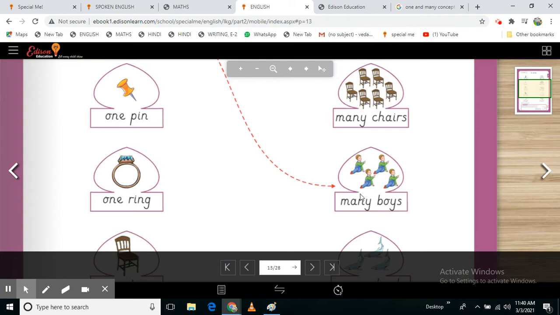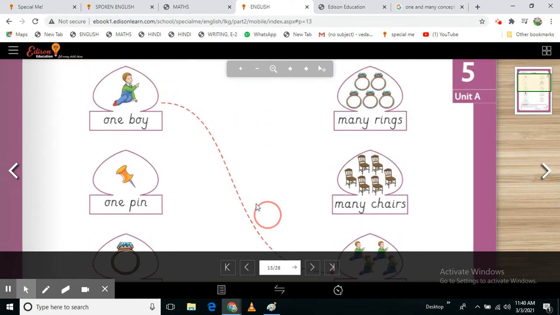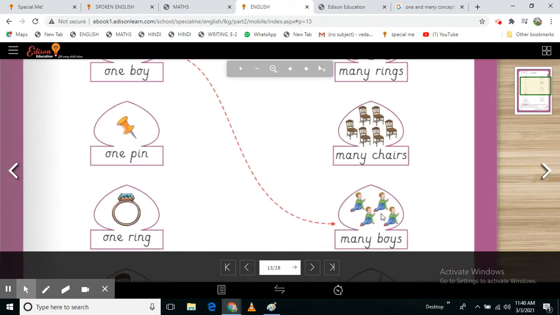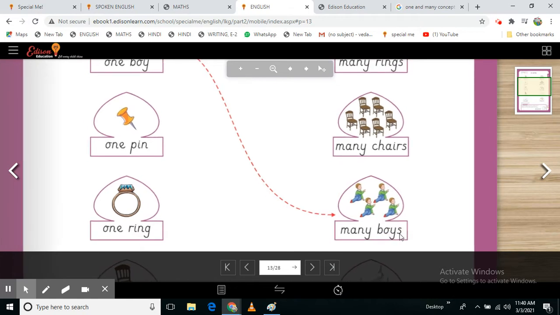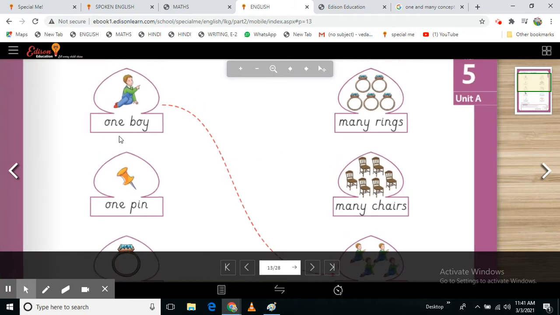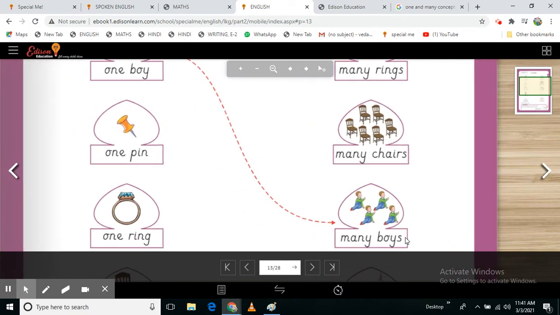Okay. So many boys. यहाँ पे एक बॉय है, यहाँ पे बहुत सारे बॉयज हैं, है ना? And keep in mind at the last of the word will come s. Okay, boy, boys. Okay, it will become boy to boys, right? So one to many, one boy, many boys.